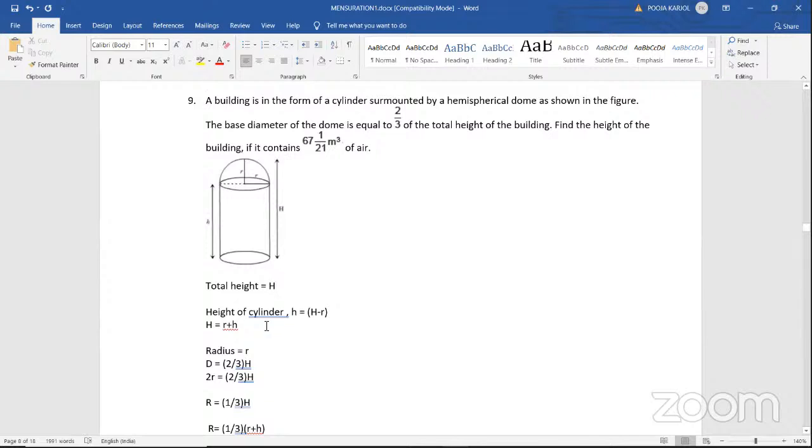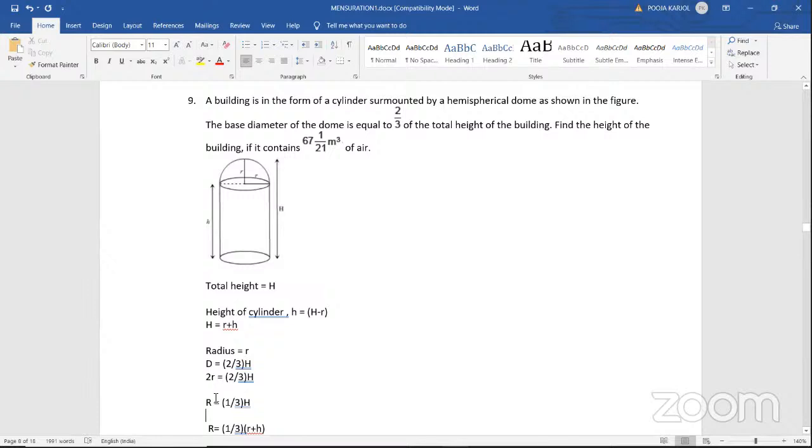Total height is capital H. The height of the cylinder is small h. This small h can be written as total height minus the radius of the hemisphere. So capital H is written as r plus small h. Now, what is the condition they have given? The diameter of the base is equal to 2 by 3 times the total height of the building.